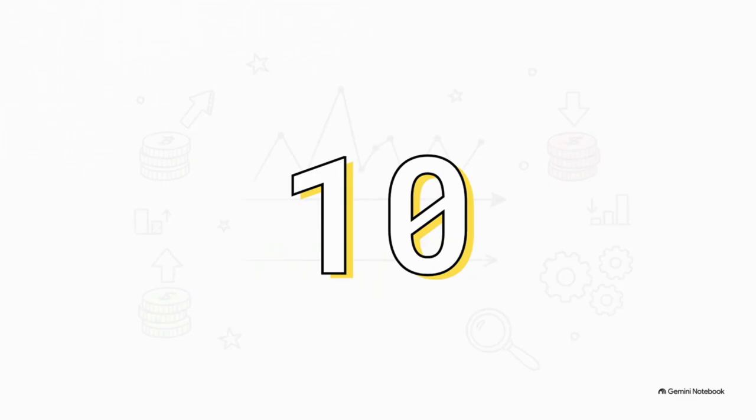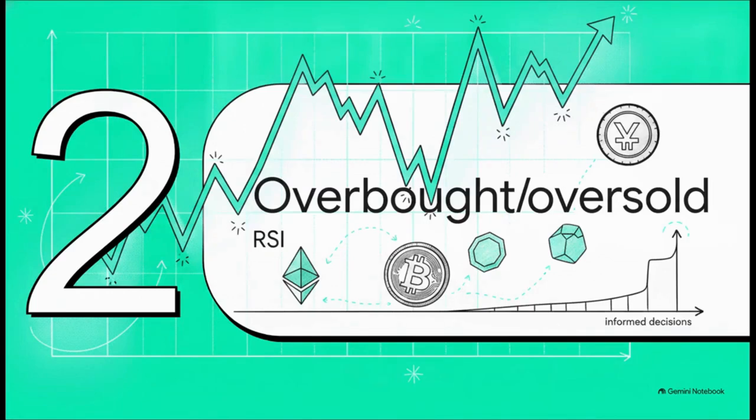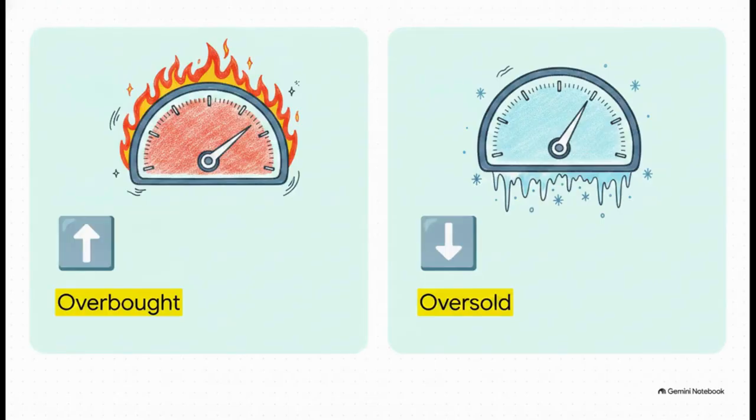Moving on to Section 2, overbought versus oversold. So there are two extreme zones on this 0 to 100 scale that you absolutely need to memorize: overbought and oversold. When the RSI pushes toward the top of the scale, which is typically when it crosses above that 70 mark, the market is considered overbought. The engine is running way too hot.